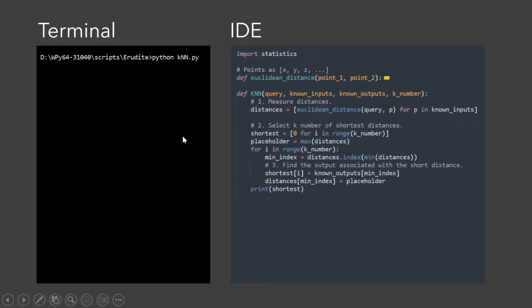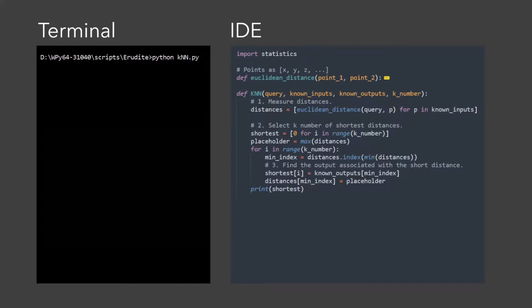What do we do with them next? Well, we need to select the k number of shortest distances. So in our example, that was 3. So what we do is I start by initializing this list, placing just a set of zeros for the k number we need. So it'd be 3 zeros in this case. And then we have a placeholder, and don't worry about that, we'll come back to why that's important in a second.